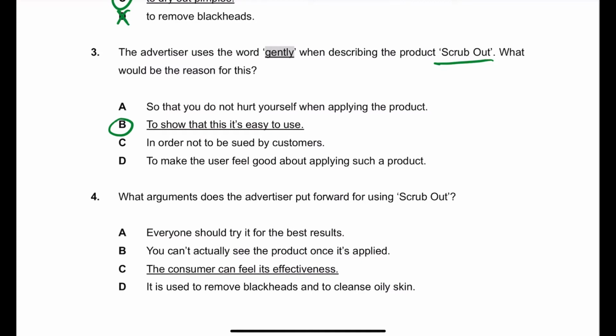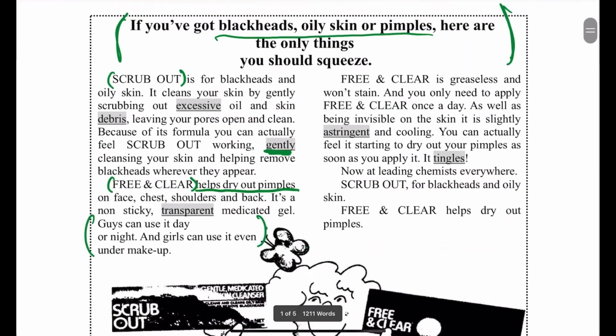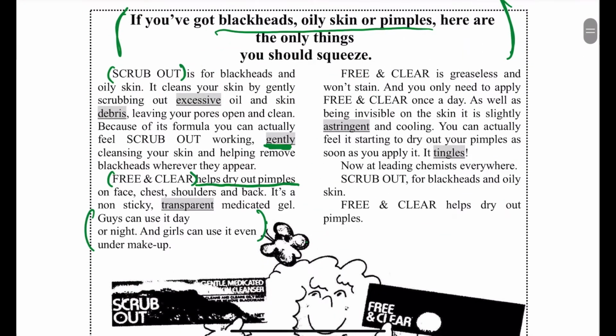Okay, let's move on to question 4. So what arguments does the advertiser put forward for using scrub out? Okay, let's refer back to that sentence again because I think that was a really convincing one. So because of its formula, you can actually feel scrub out working, gently cleansing your skin and helping remove blackheads wherever they appear.